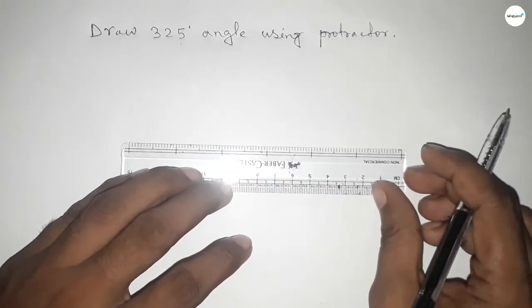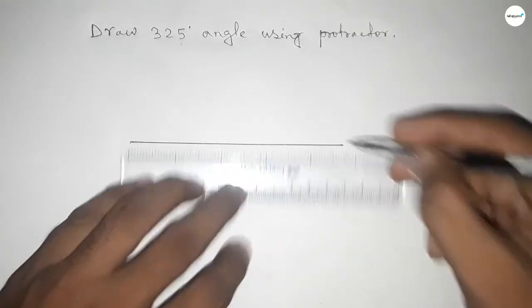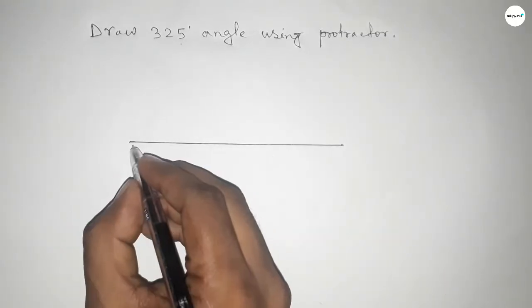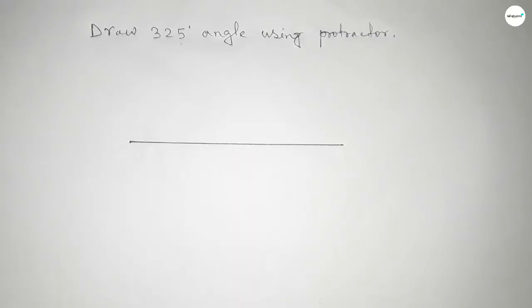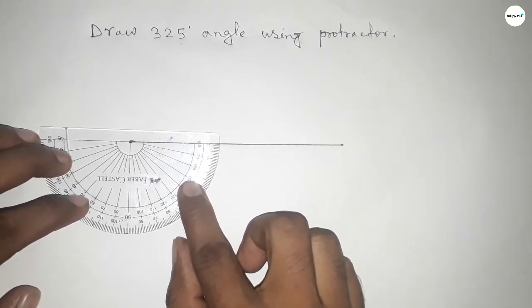First of all, we have to draw here a straight line of any length. So first drawing here a line. Next, pointing out here to draw a 325-degree angle on this point. Now putting the protractor on the line this way perfectly. Now counting the angle.